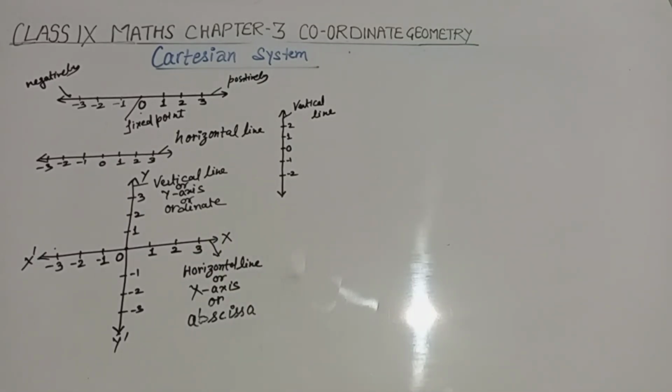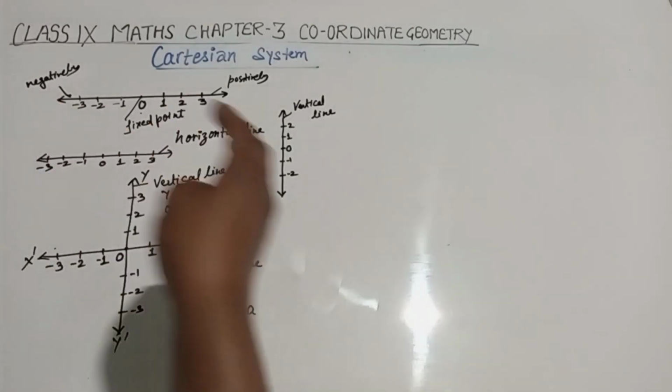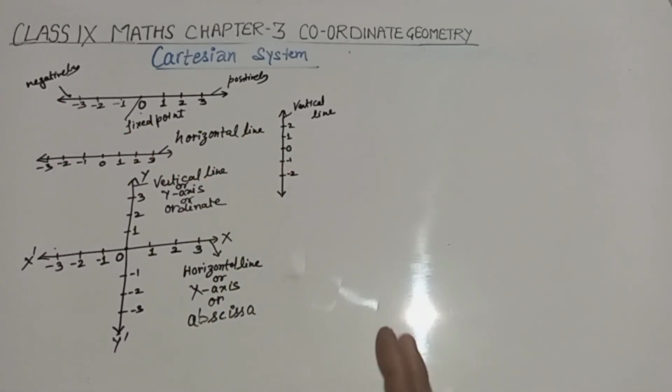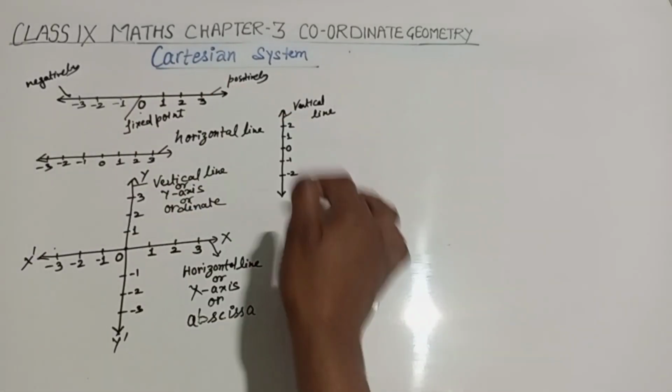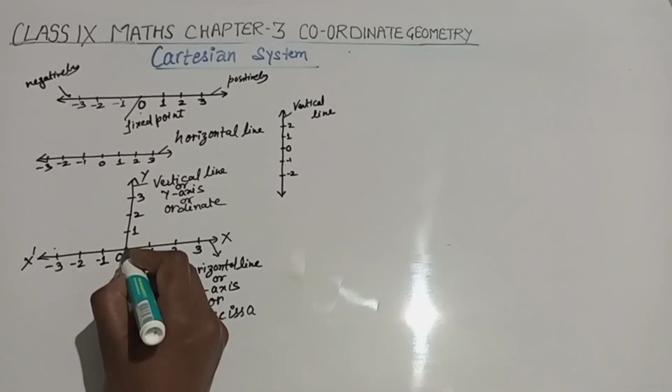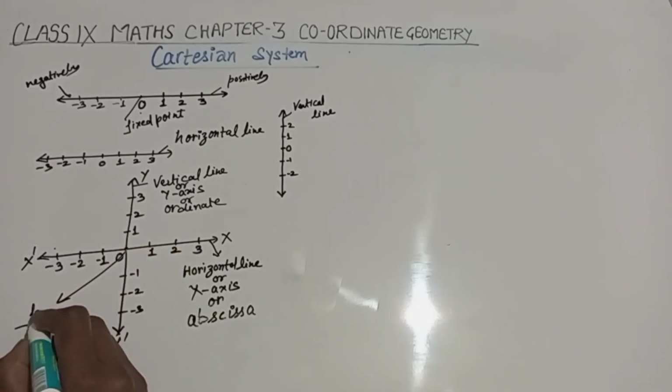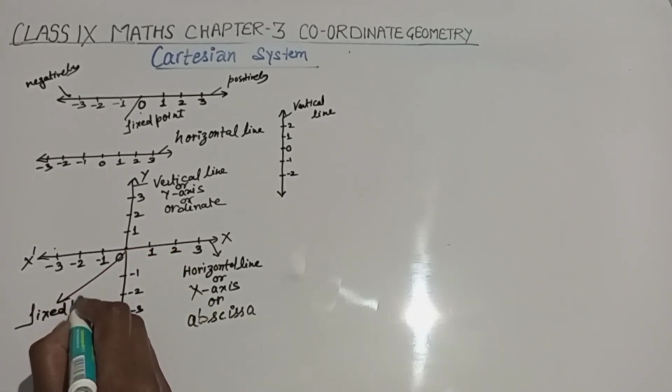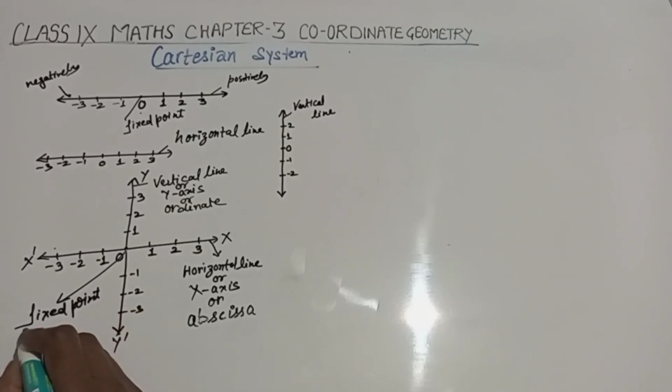So what René Descartes invented: he took two lines in a plane and placed them so that both lines are perpendicular to each other. Now place these two lines in such a manner that they cross at a point. That point is a fixed point, and this fixed point is called the origin.